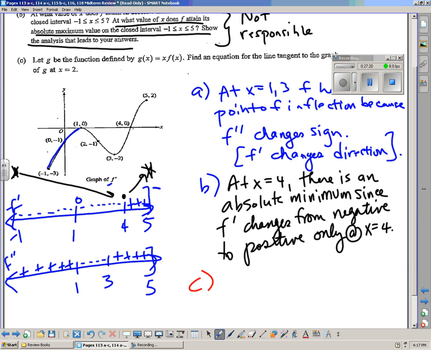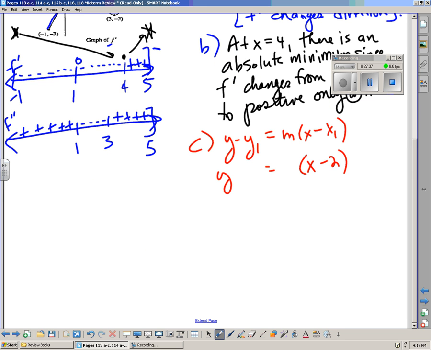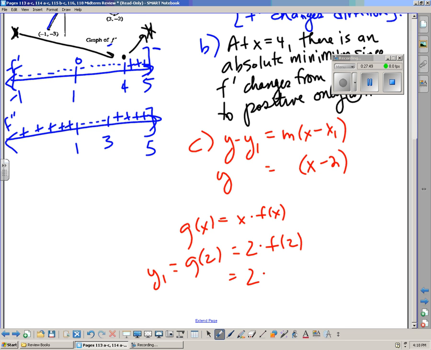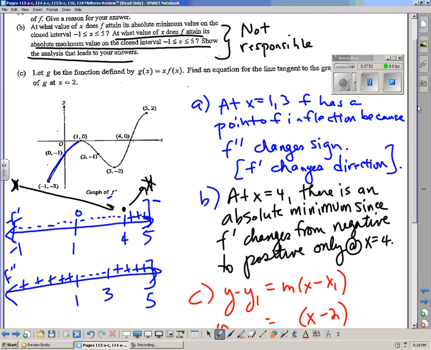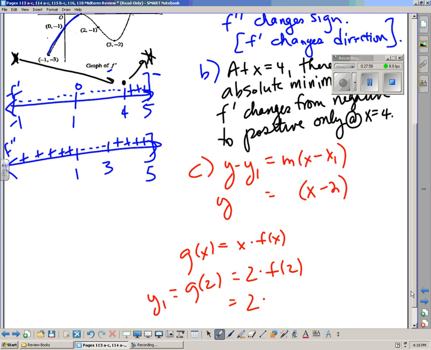Part C says, let g be the function defined by g of x equals x times f of x. Find the equation for the line tangent to the graph of g at x equals 2. Well, our tangent line equation is this. At x equals 2, we can fill that in. We need the y value and we need the slope. Well, we know that g of x is x times f of x. So g of 2, which would be our y1 value, equals 2 times f of 2. Well, they told us f of 2 was 6. So sometimes you have to go back to that beginning part of the problem and get some information. So 2 times 6 is 12.